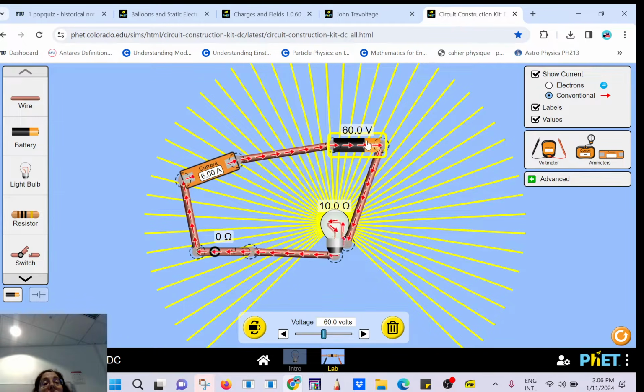So 60 joule per coulomb, and you have 6 coulomb per second. So every second, how much energy is going to be produced or consumed? 360, right? So 360 joule per second. That's what we call the power. Power is the energy produced by the power supply or the energy consumed by the load every second.